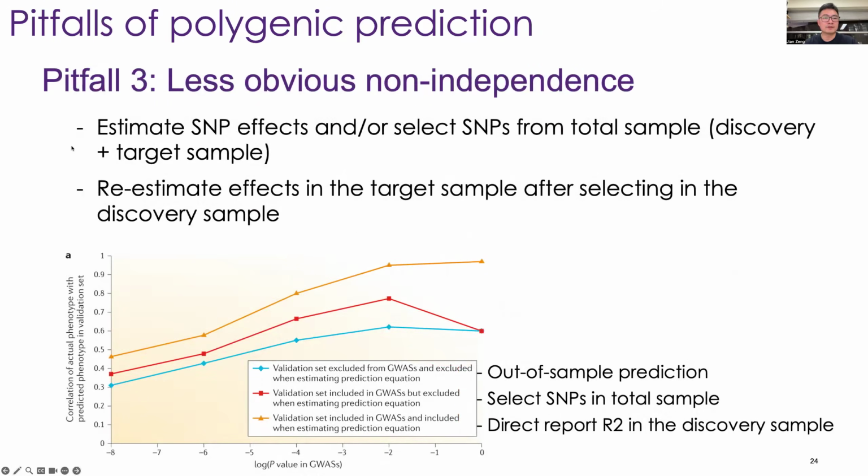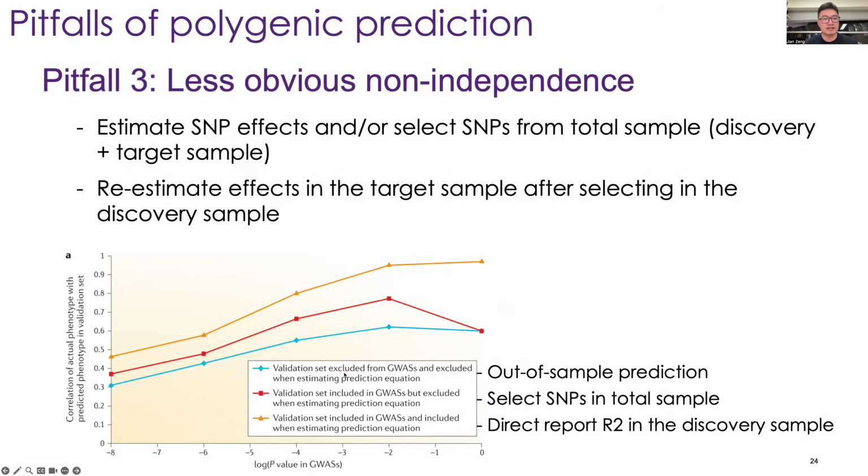The last pitfall is the least obvious form of non-independence. That is, if you estimate the SNP effect or select the SNPs to go into the prediction equation using a total sample that includes the discovery and target sample, it could lead to inflation, even though you re-estimate the effects in the tuning sample.